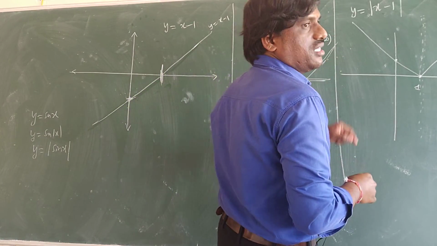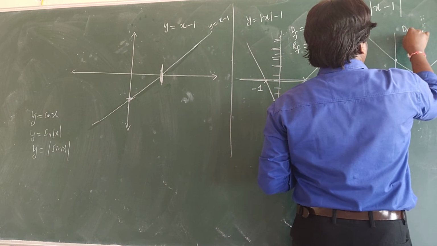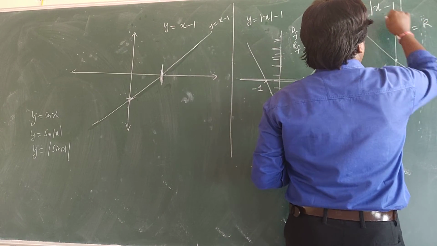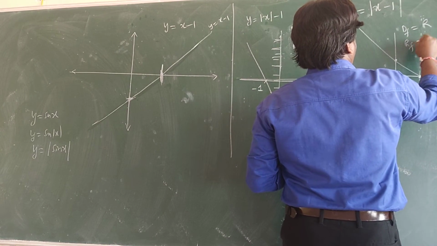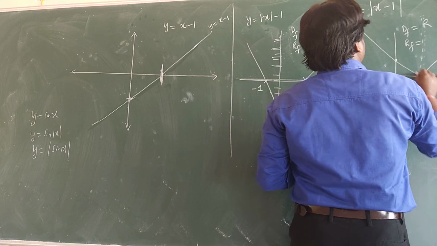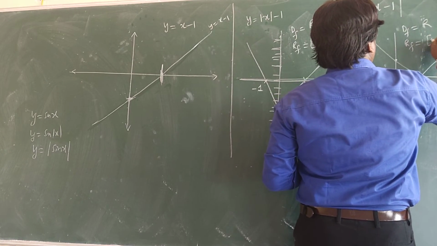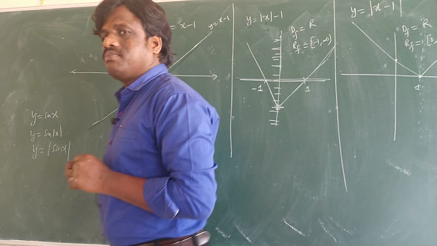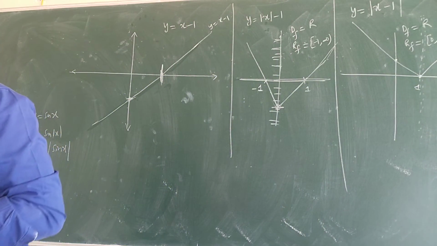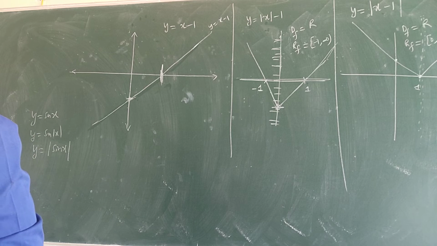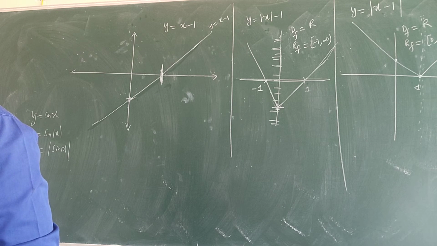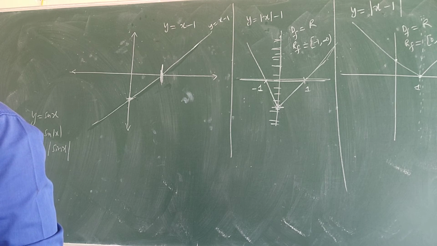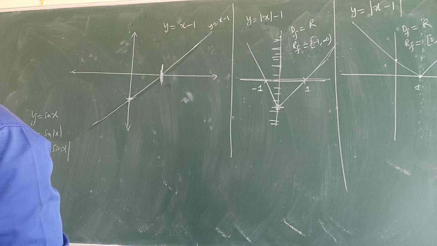Now when you see this one, what is the domain of this function? R. What is the range of this function? This graph is going from 0, so 0 to infinity. Sometimes, if you want to find the domain and range, even graphs will help you to find the domain and range.